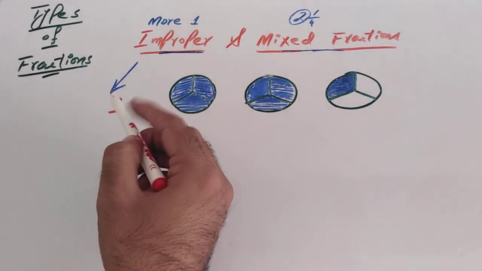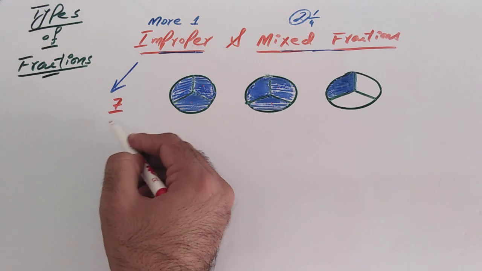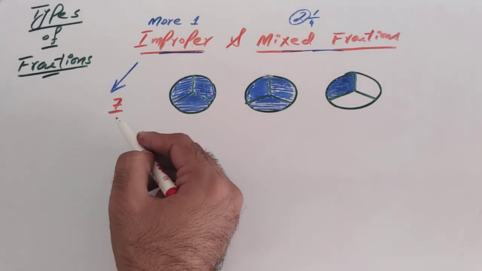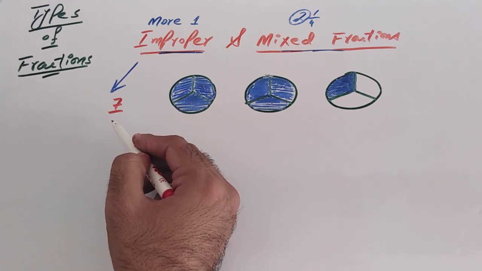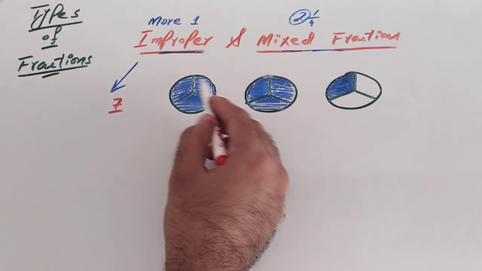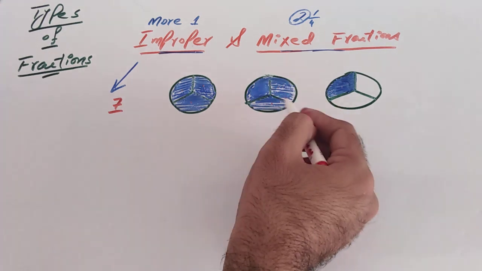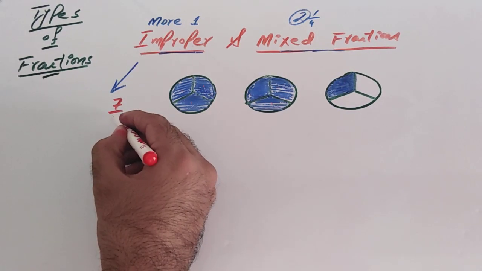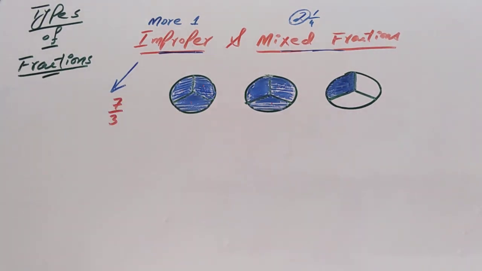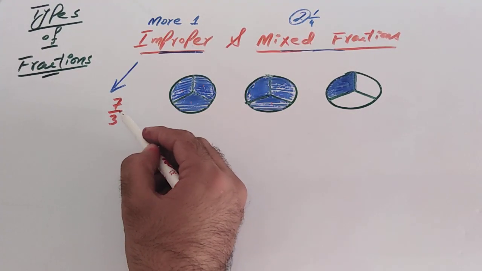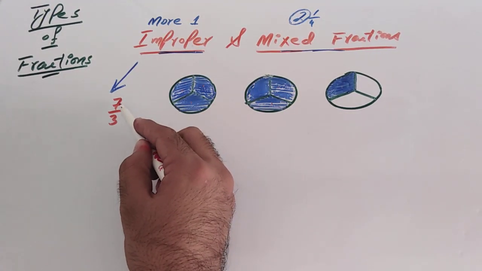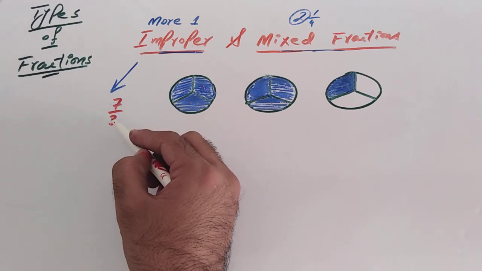And what was the denominator? If you recall, the denominator was the total number of pieces in a whole. So in one whole, how many pieces are there? You can see in one whole there are only 3 pieces. So the denominator will be 3. So the improper fraction of this representation is 7 out of 3. It means 7 pieces are shaded in all out of 3.